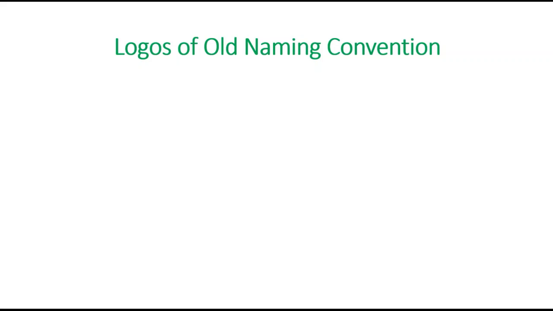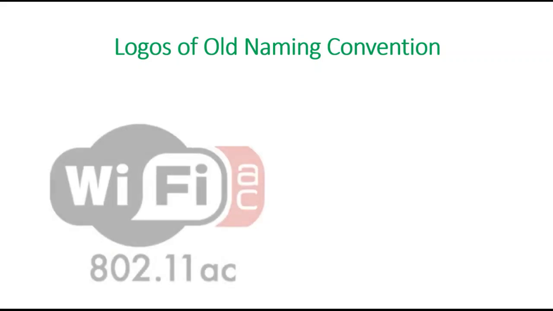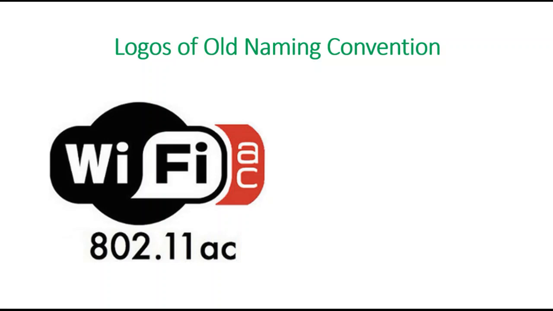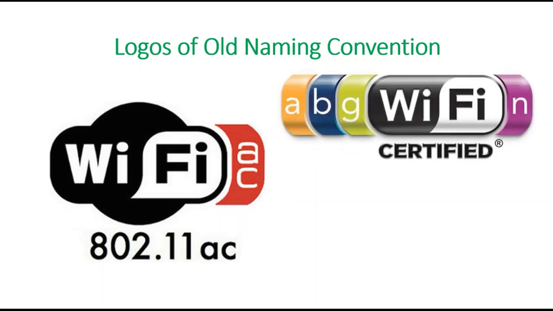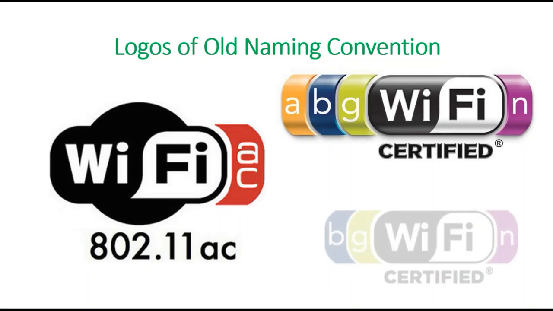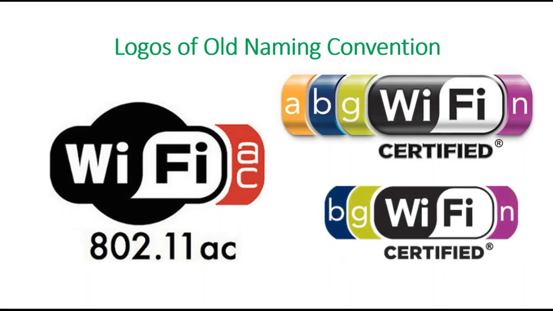So these are some of the logos I have found for the old naming convention. This is for AC supported. That's why it's written as Wi-Fi AC, 802.11ac. If it is supported up to N and Wi-Fi certified, you will find it as A, B, G, N, like this.